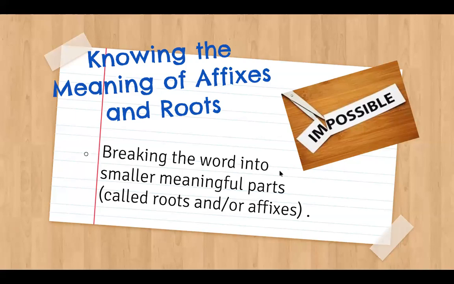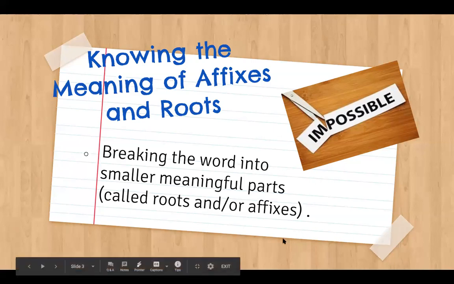Let's take a look at the picture here. We have the example impossible. We can break this word impossible into smaller chunks, which is possible and im. Possible means can be done, and im means not. So we can guess, if we know that possible can be done, that impossible is quite the opposite.